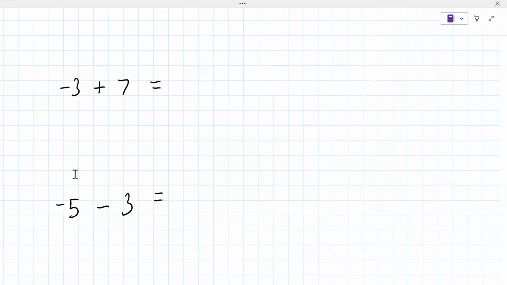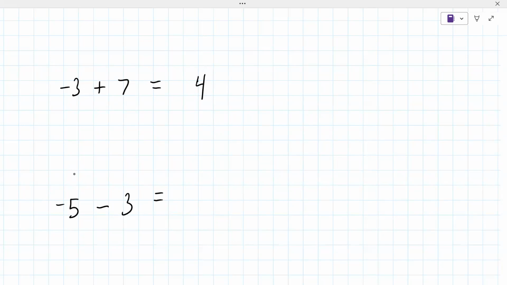Would the first one be 4? I want you to have more confidence. Why is it 4? Because I subtracted them. Okay, and why is it positive? I don't know. I don't know why.